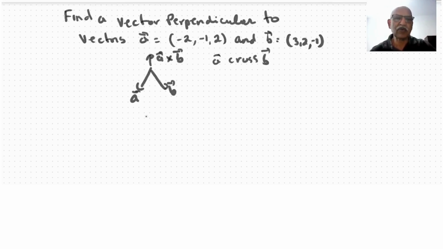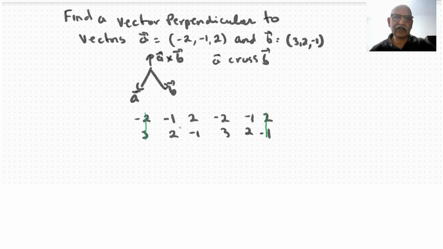So the simplest way we do here in high school is I write first both vectors: minus 2, minus 1, 2. I write it twice, minus 2, minus 1, 2, and I write the second vector, 3, 2, minus 1, 3, 2, minus 1. Then we take the first one, we cross it out, and the last one we cross it out.